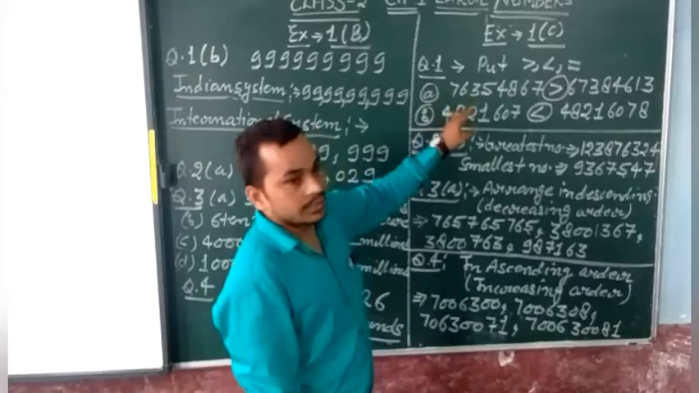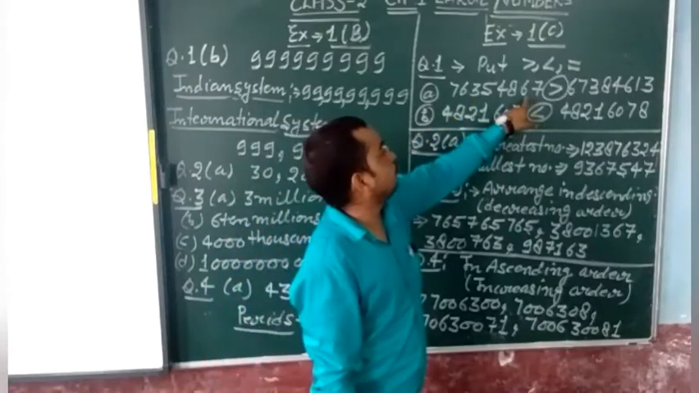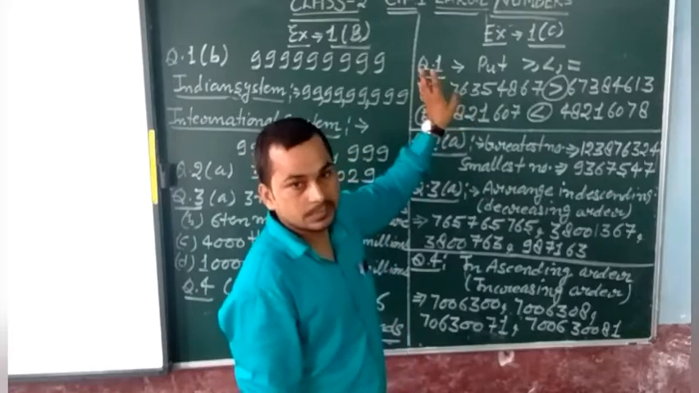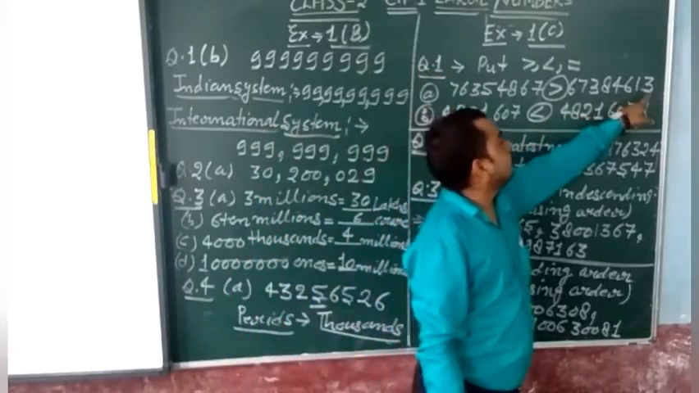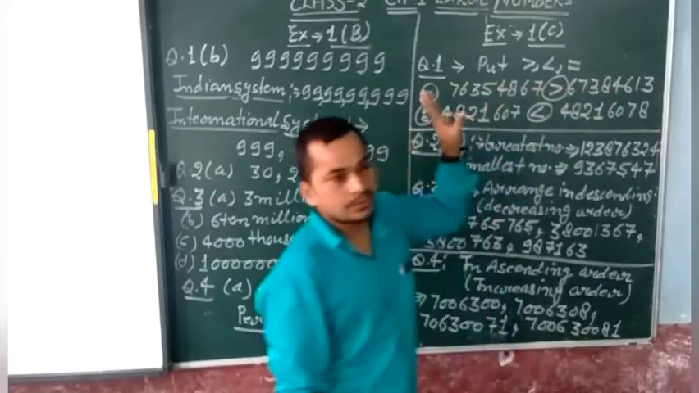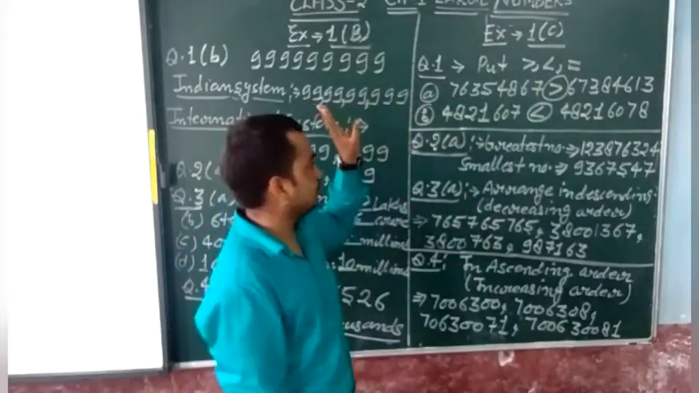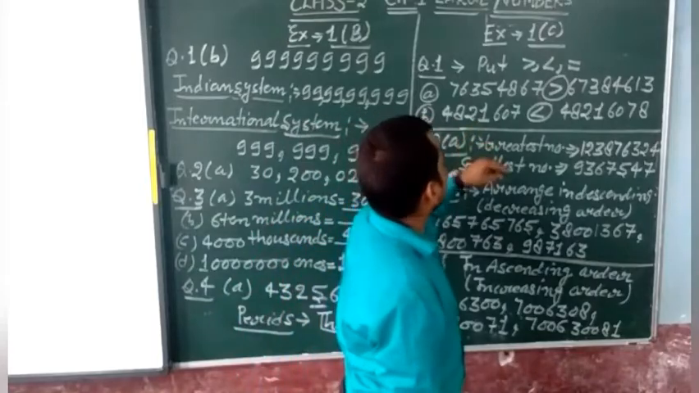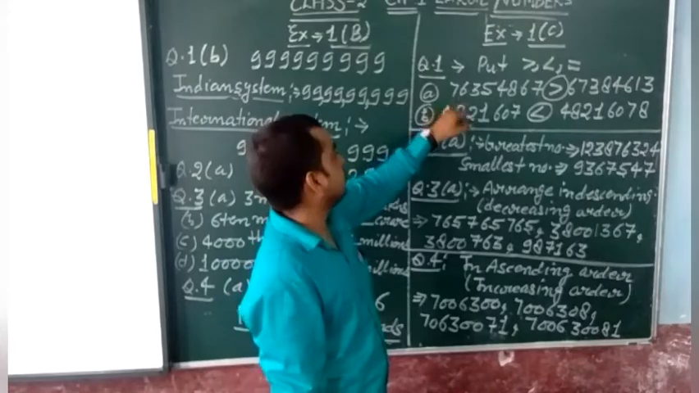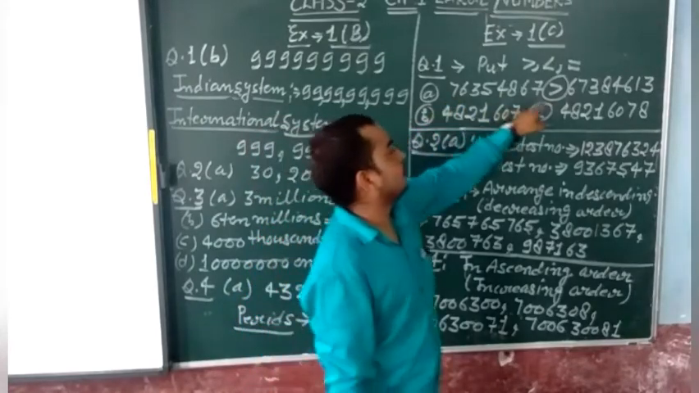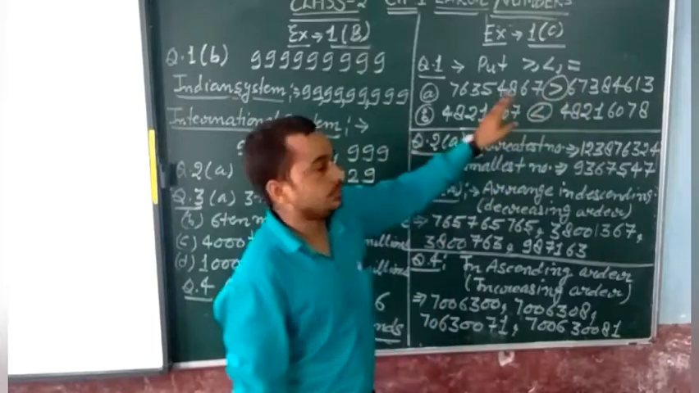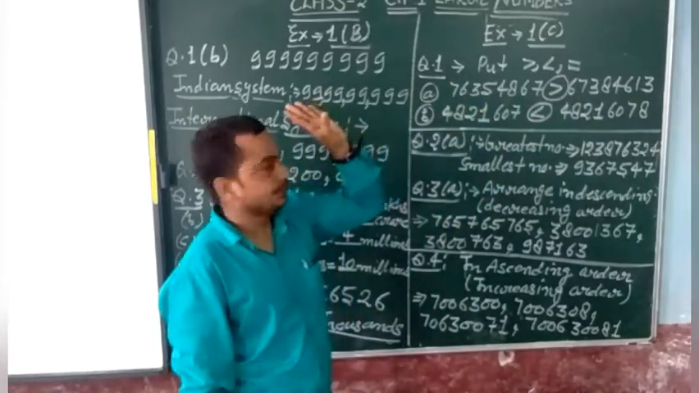So the number, we count the digits: 1, 2, 3, 4, 5, 6, 7, 8. On the right side, 1, 2, 3, 4, 5, 6, 7, 8. So we have the same number of digits. Then the leftmost digits: here 7 and here 6. So 7 is greater than 6. So this number is greater.